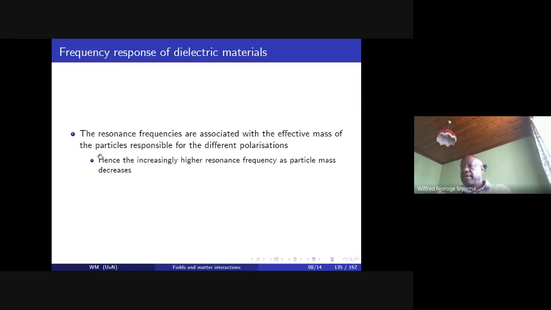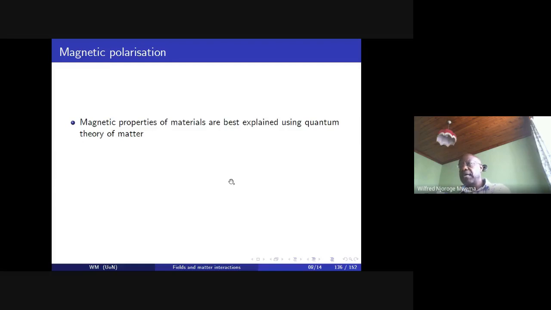And hence, the increasingly higher resonance frequencies as particle mass decreases. And with that, we come to the end of the electric polarization.